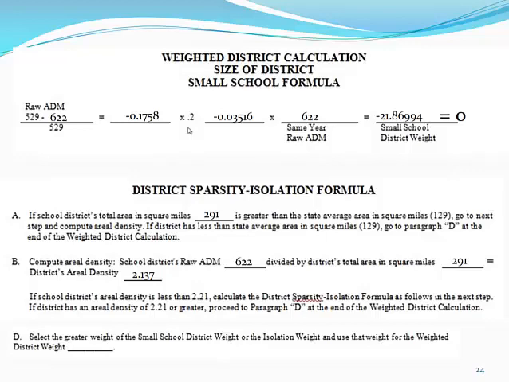If the school's area density is less than 2.21, calculate the district sparsity isolation formula as follows. If it is greater than 2.21, go to paragraph D, and we enter 0. Okay, so anytime it says go to paragraph D, the formula is 0. But ours is not. Ours is actually slightly less. 2.137 is slightly less than 2.21. So we're going to go ahead and calculate our isolation formula.